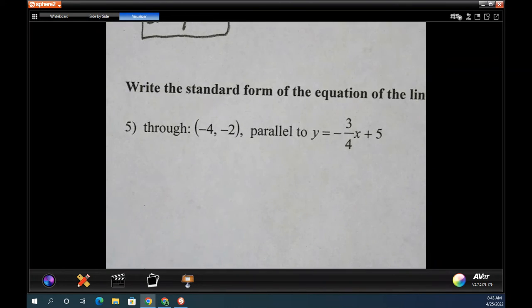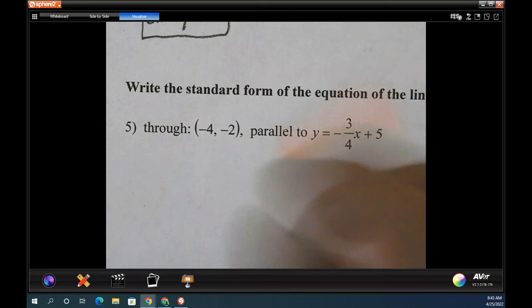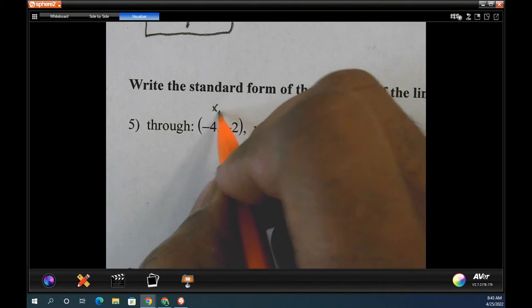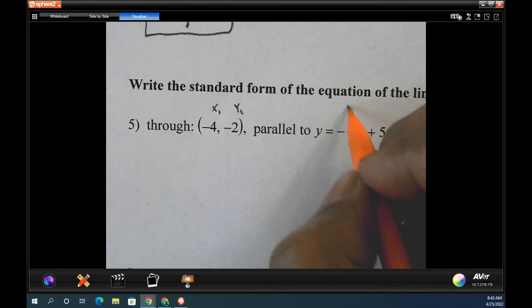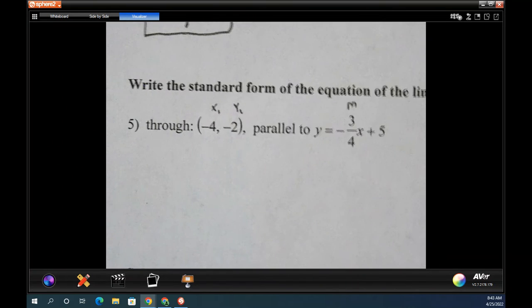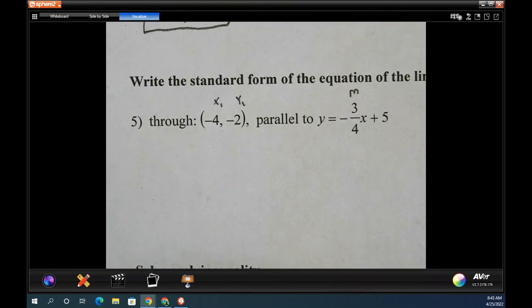Write the standard form of the equation of the line described. First, it goes through (-4, -2), parallel to y equals -3/4 x plus 5. Parallel lines have the same slope. So here's our x1, y1, and there's our m. Now, first get it in slope-intercept form. Then you got to change it to standard form, because on the STAR test, sometimes they'll put it in standard form.